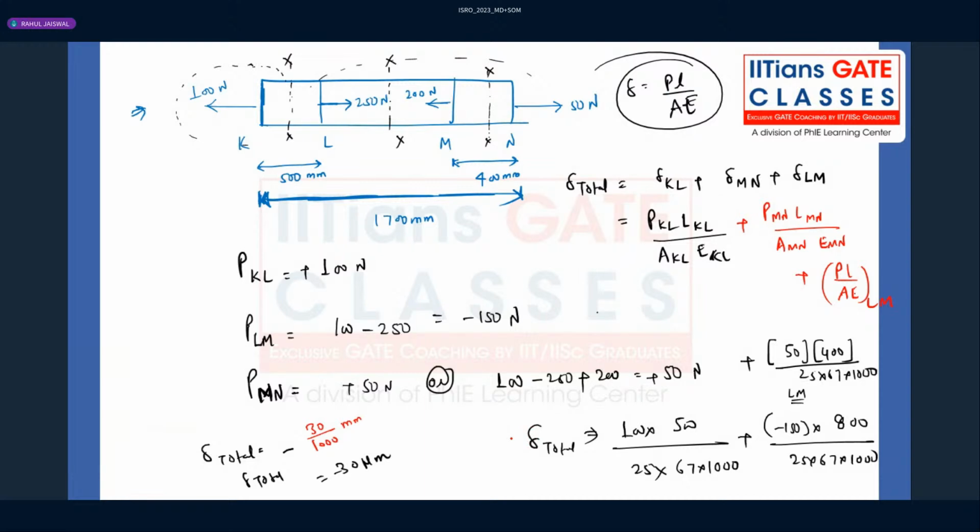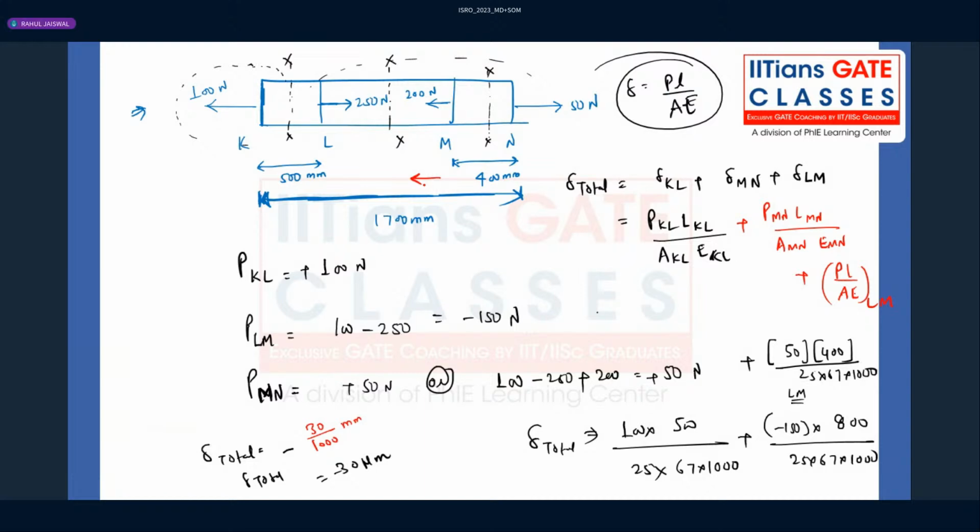You are getting 0.03. See, what is the meaning of the negative sign? That means the whole bar will be shifted towards the left side. If we were supposed to get positive, that means we would get it in the positive x direction. But here we are getting negative, which means the whole beam, the whole bar, will be shifted to the left side.